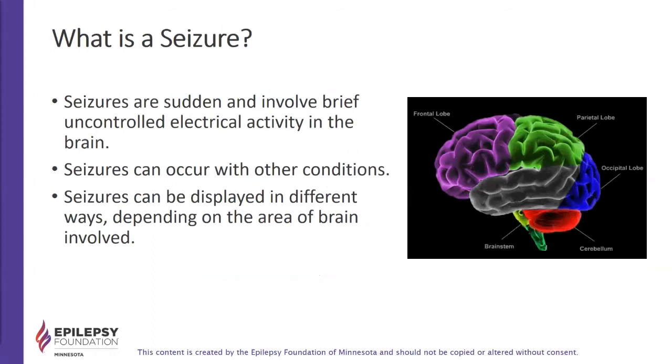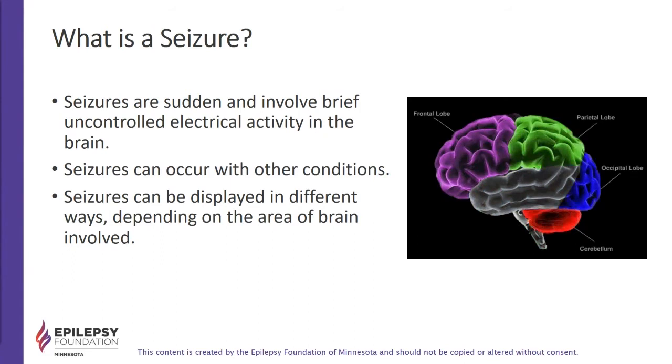When we look at what is a seizure, seizures are sudden and involve brief uncontrolled electrical activity in the brain. Seizures can occur with other conditions as well. As I mentioned, there are things known as isolated seizures, and that is something that about 1 in every 10 people will have at some point in their life. Examples of those are diabetic seizures resulting from excessive insulin or low blood sugar, febrile seizures in children caused by high fevers. And also we know that withdrawal seizures can occur if someone is undergoing withdrawal from drugs or alcohol.